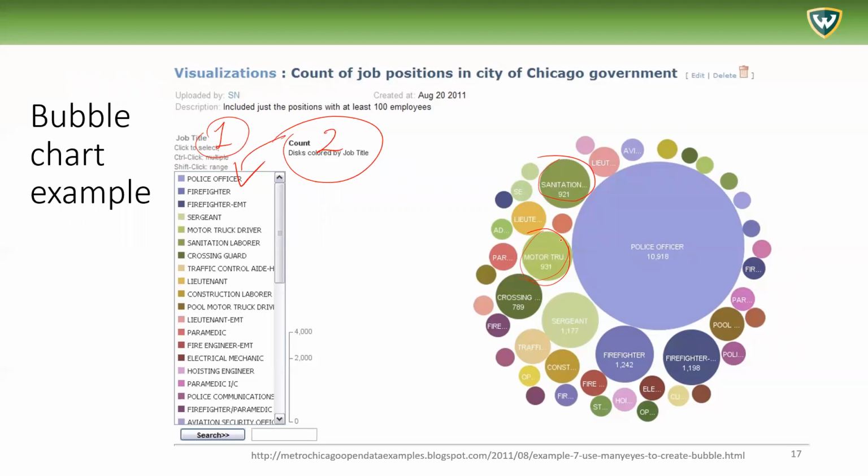So the different size of the bubble is the different value of the count of jobs. And each bubble is a value of the job title category, right? The bubbles themselves all referring to job titles.